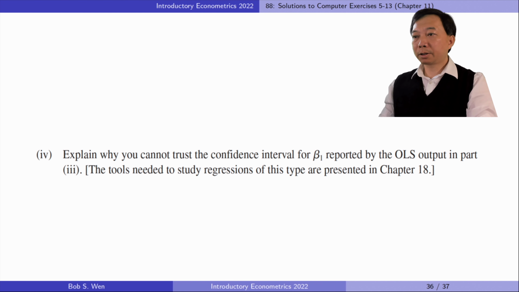In Part 4, explain why you cannot trust the confidence interval for beta 1 reported by the OLS output in Part 3. The outcome variable and the explanatory variables are not stationary, weakly dependent time series. The assumptions for OLS consistency are violated, and the OLS statistics are not valid.